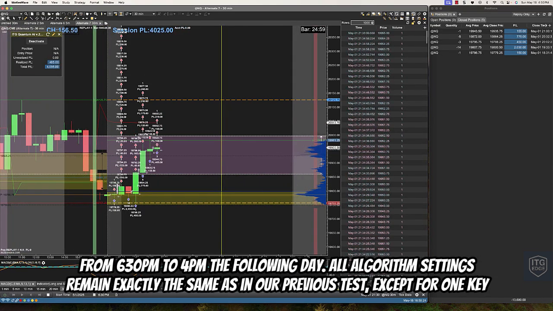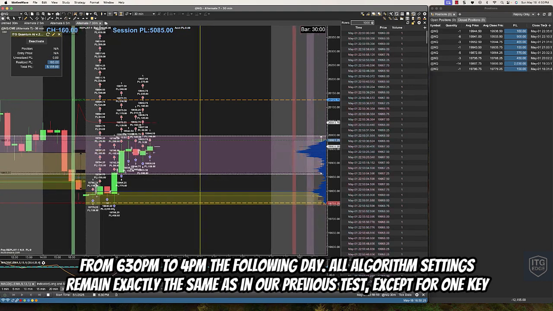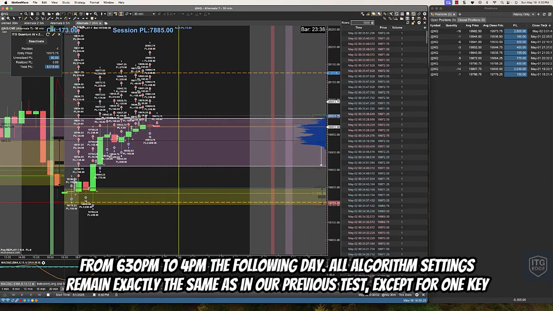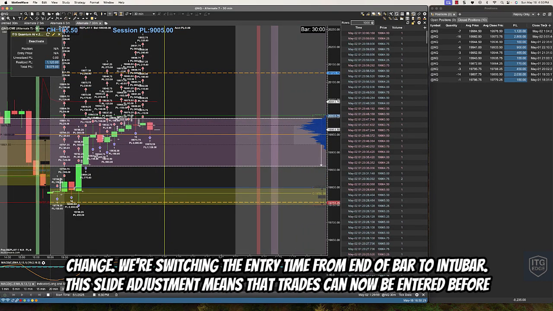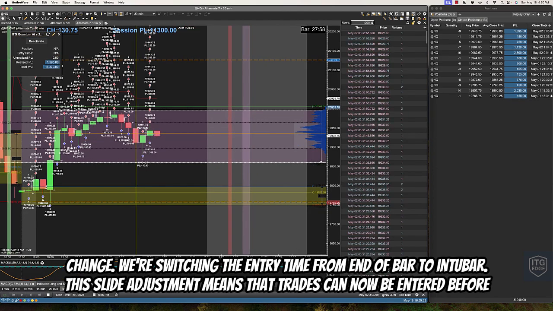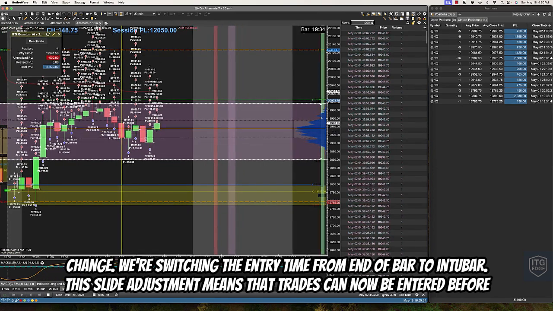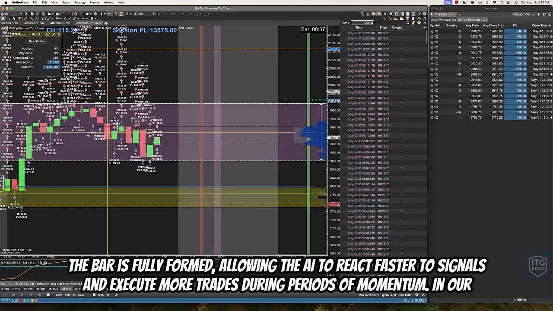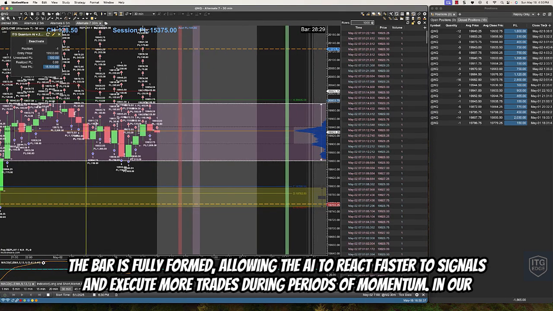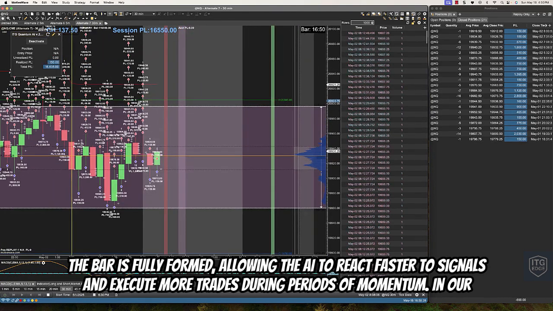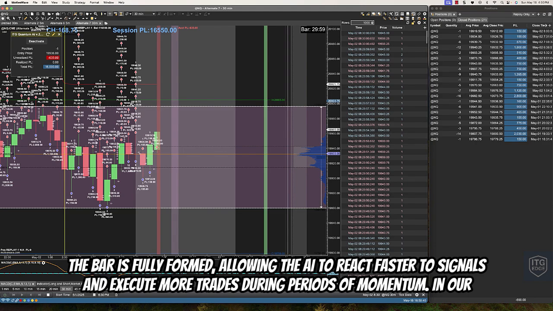All algorithm settings remain exactly the same as in our previous test, except for one key change. We're switching the entry time from end of bar to intrabar. This slight adjustment means that trades can now be entered before the bar is fully formed, allowing the AI to react faster to signals and execute more trades during periods of momentum.